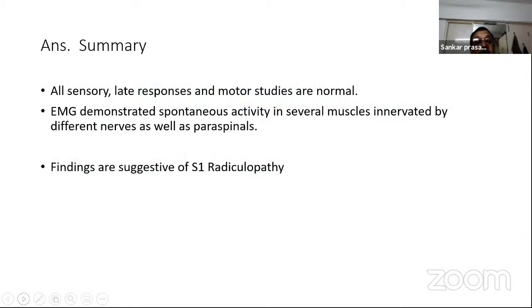Okay. So all sensory late responses and motor studies are normal. EMG demonstrated spontaneous activity in several muscles innervated by the different nerves as well as paraspinal. So findings are suggestive of radiculopathy.